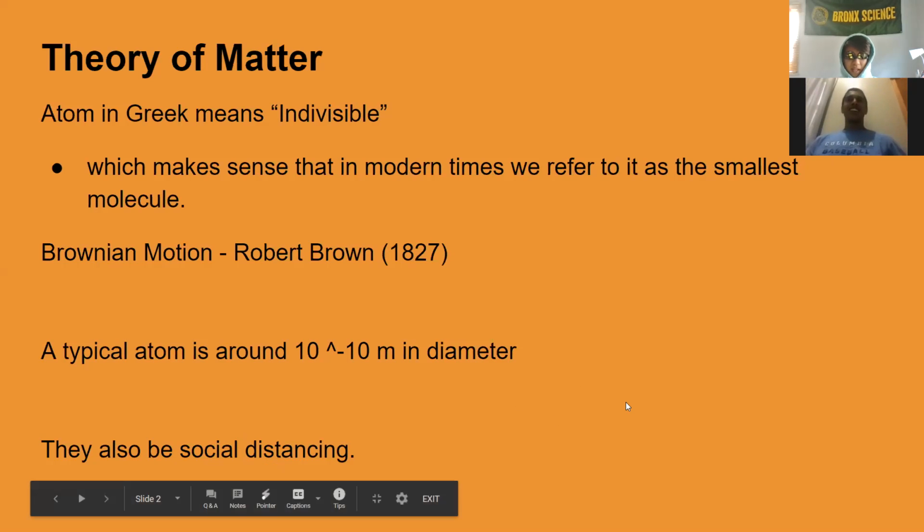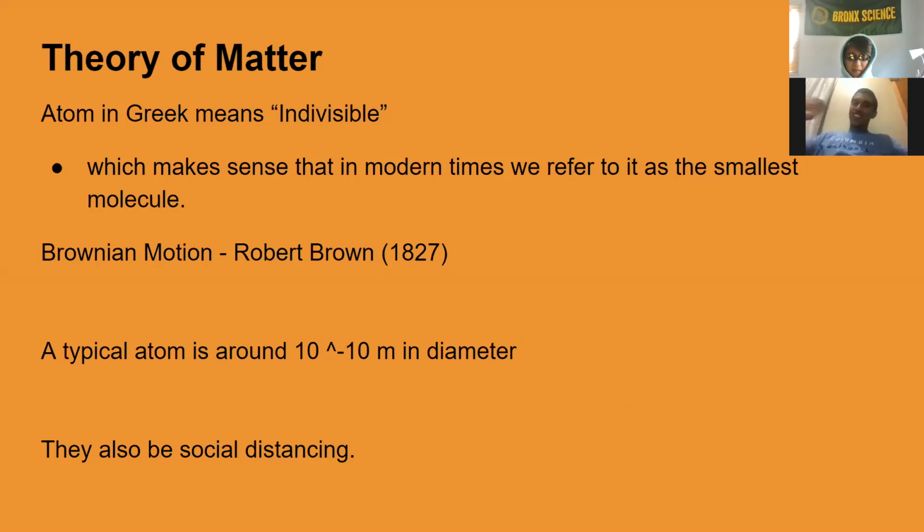This is very key to explaining why matter takes up space. Think of how water is pushing away from itself when it's inside of a container until it fills up the container. Yeah. In the end, they're always social distancing.